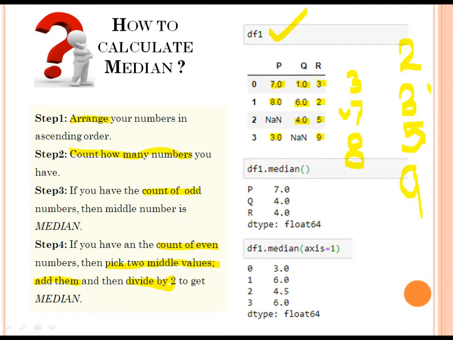So now the 2 middle values are 3 and 5. So we have to add them first. When I'll add them, I will get 3 plus 5, that is 8. 8 divided by 2, the answer is 4. Clear? Similarly, when I'll do axis equals to 1, it will work same but in the row order. According to the row, it will give the answer. This is the first row, second row, third row, and fourth row. Clear?